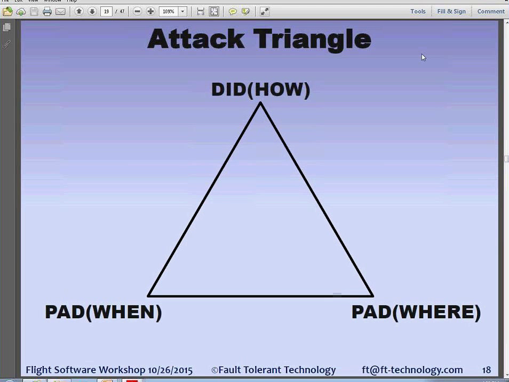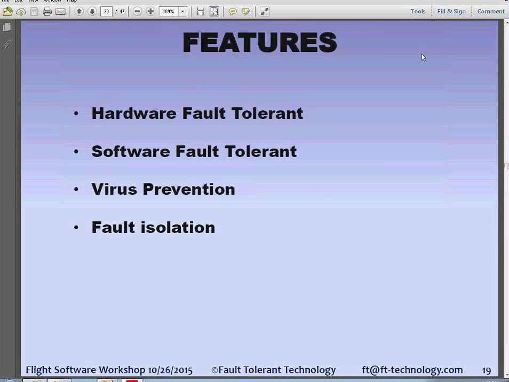And in multi-domain architecture, you can never have three things in one place. The DID is how you attack. The PAD is when and where you attack. So your attack on this system is just not going to work out. It does fault isolation. We're going to see an example of that in a moment. And also in the virus, I forgot to mention this earlier, we're going to see an example of a virus in a minute.